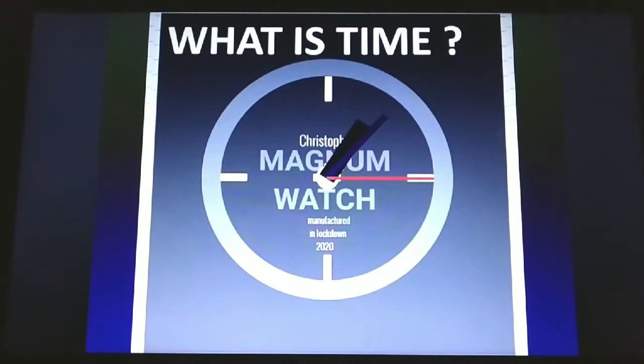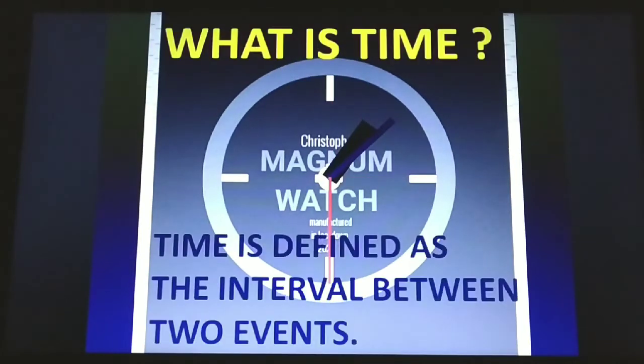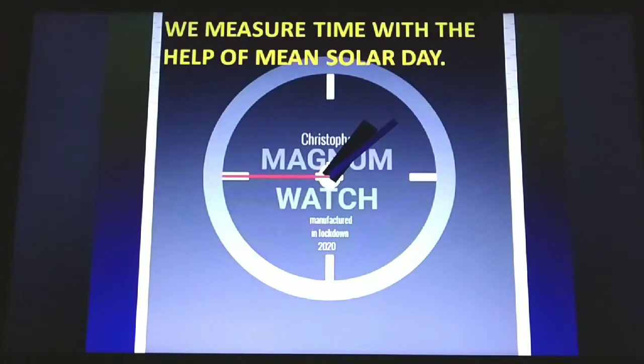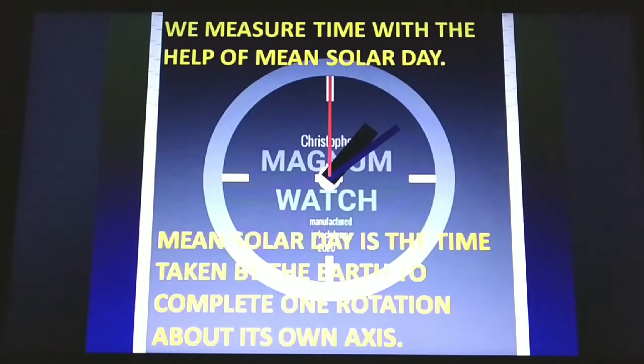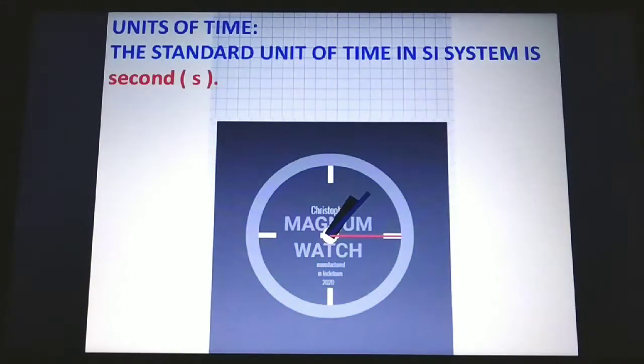Now the question is, what is time? Time is defined as the interval between two events. We measure time with the help of mean solar day. What is a mean solar day? A mean solar day is the time taken by the Earth to complete one rotation about its own axis.